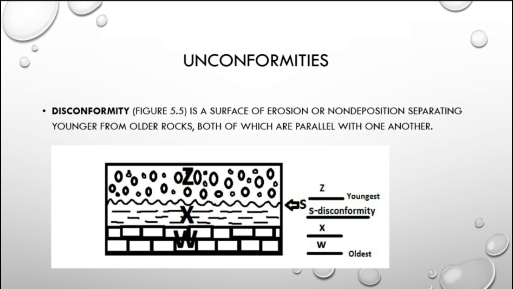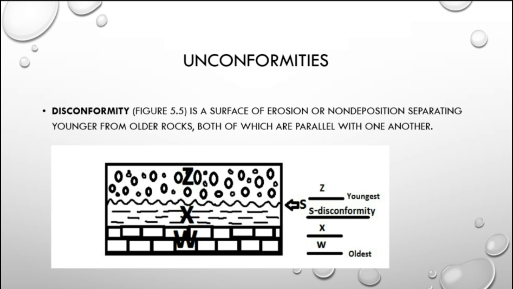Let's look at a disconformity. A disconformity is a surface of erosion or non-deposition that is separating younger from older rocks, both of which are parallel with one another. So looking here, we see this jagged line. Oftentimes in a sketch of a cross-section of rock, we'll either see a very solid line indicating a disconformity, or we may see a kind of misshapen line or jagged line. This would represent a place of erosion or missing time.